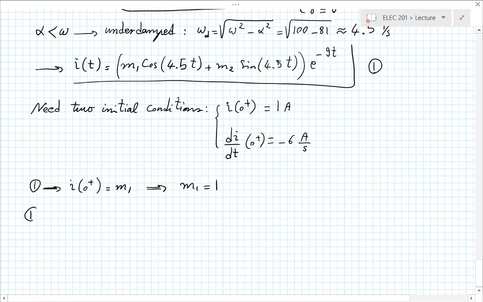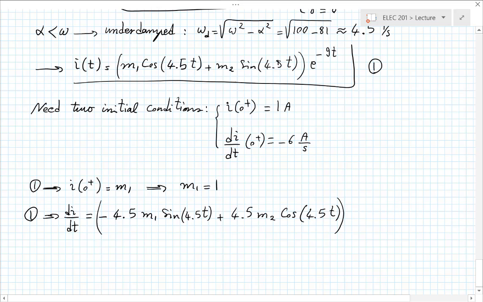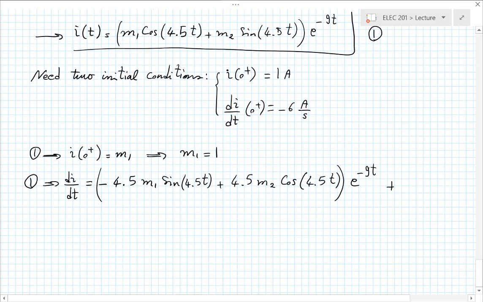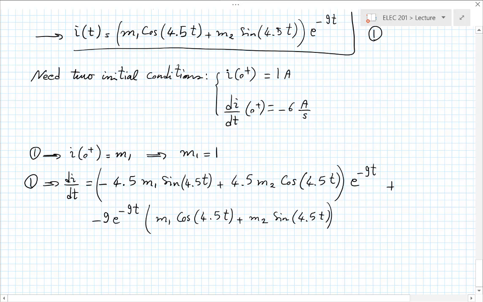Okay? But then I need di by dt. And so for the first one, I have minus 4.5 m1 sine of 4.5 t, plus 4.5 m2 cosine of 4.5 t. So the derivative of this times e to the minus 9t plus the derivative of e to the minus 9t times that first term, which is then minus 9 e to the minus 9t times what we had there, which was m1 cosine of 4.5t plus m2 sine of 4.5t. And please verify that I'm doing this correctly.